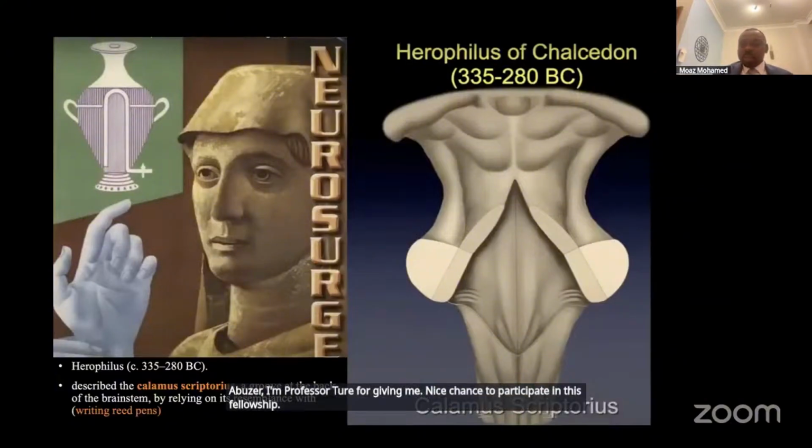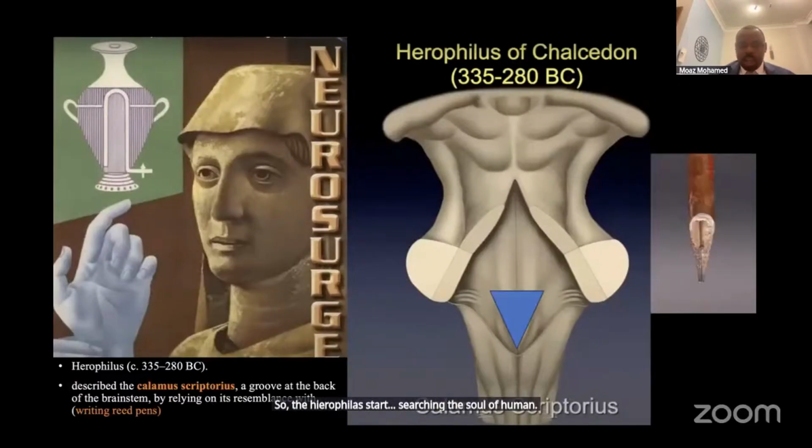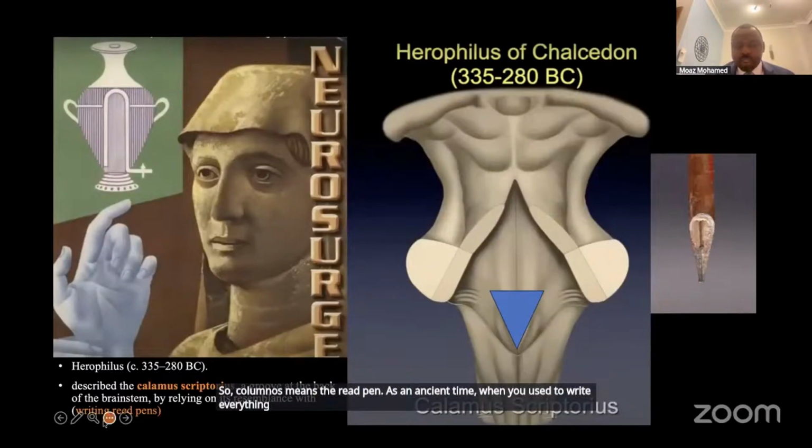Herophilus started searching for the soul of humans, and he said the soul of humans is located in this area, the blue area, and called this area the Calamus scriptorius. Calamus means the reed pen. In ancient times, when you used to write everything, they called it the reed pen, or Calamus scriptorius.